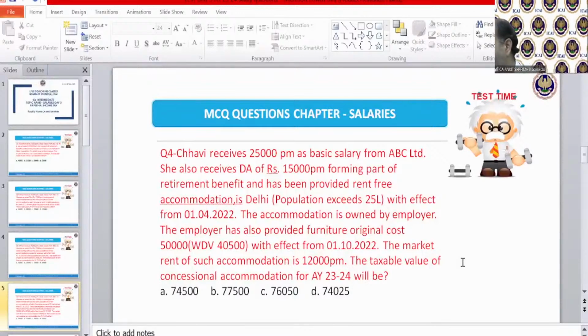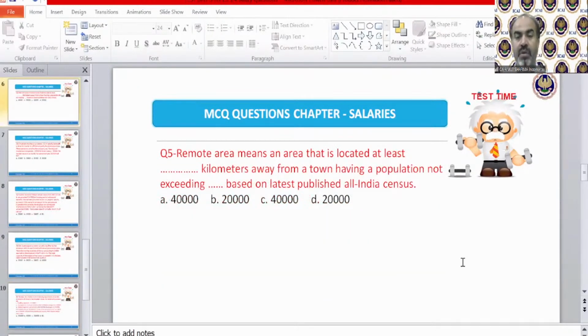Alok is saying option A. Well done, Alok. Correct. The correct answer is, of course, A. Alok, very well done. Next is question number 5.